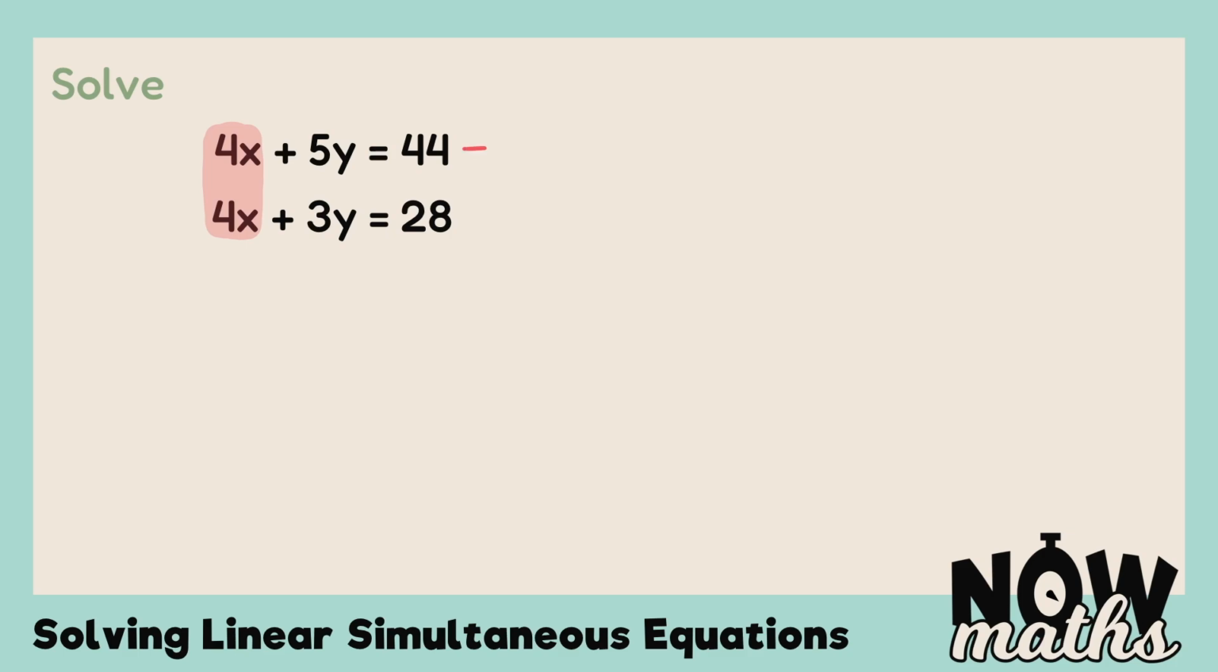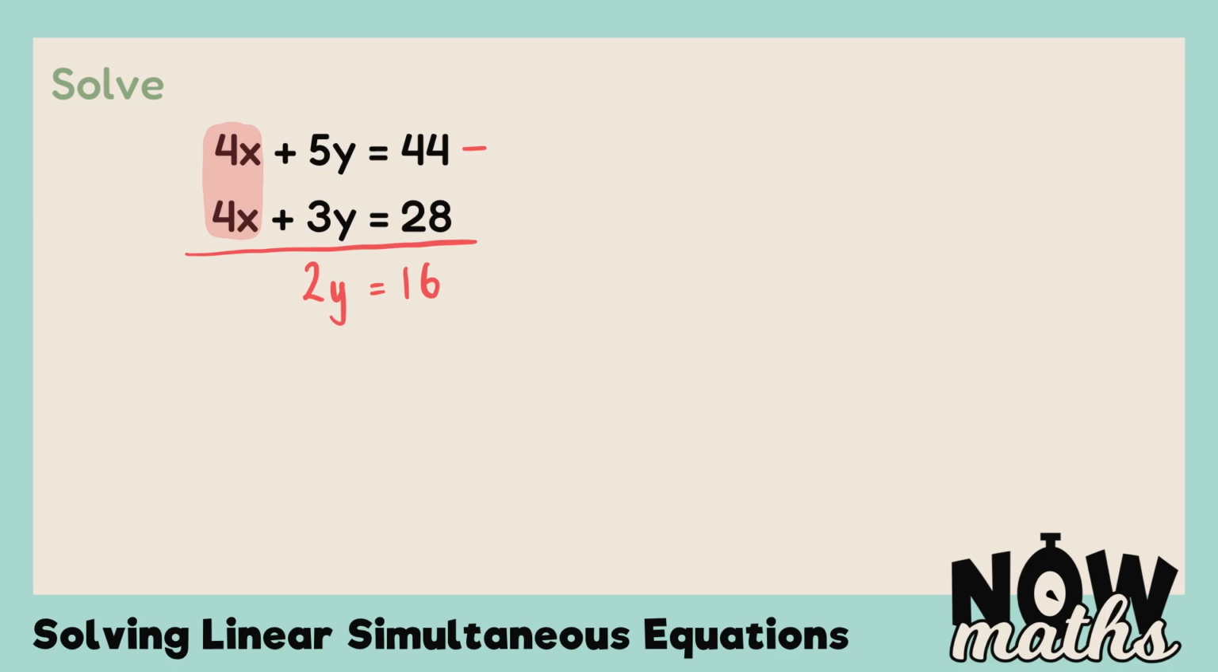So subtracting each term separately, we're going to do 4x subtract 4x first, which is 0, so we won't write that down. Then we're going to do 5y subtract 3y, which is 2y. And then we're going to do 44 subtract 28, which is 16. We're left with a nice linear equation that we can solve.